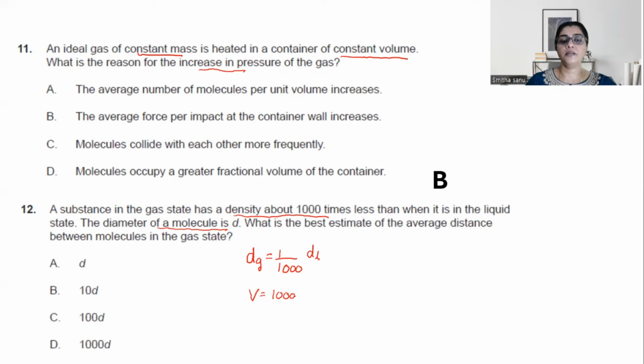1000 times the diameter of the molecule, the volume is 1000. Volume is nothing but this distance cubed. So if I take the distance as x, x cubed is 1000, what will be the distance? Cube root of 1000, which is 10. So the average distance between the molecules in the gaseous state is 10 times the diameter of the molecule, which is B.